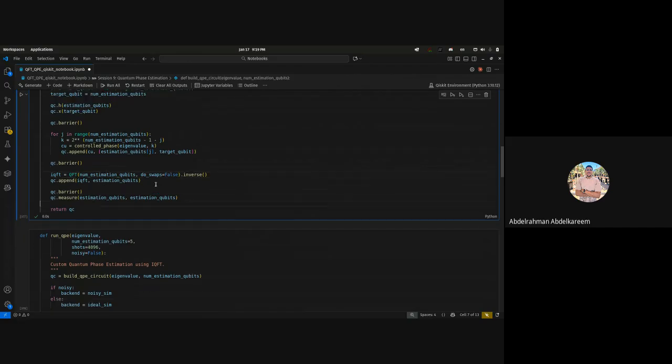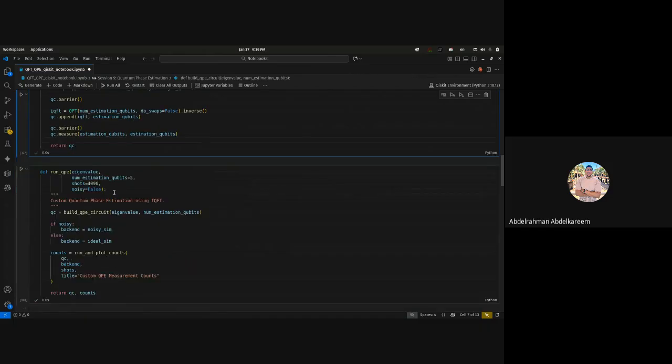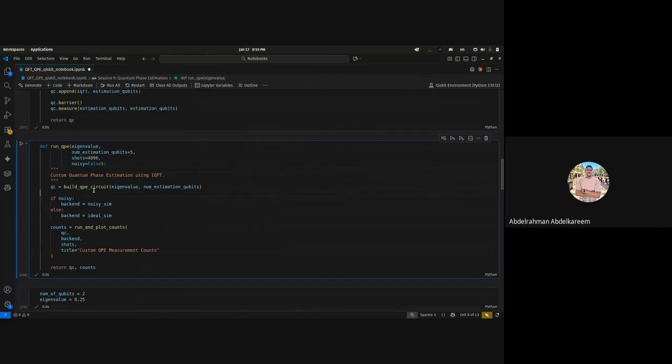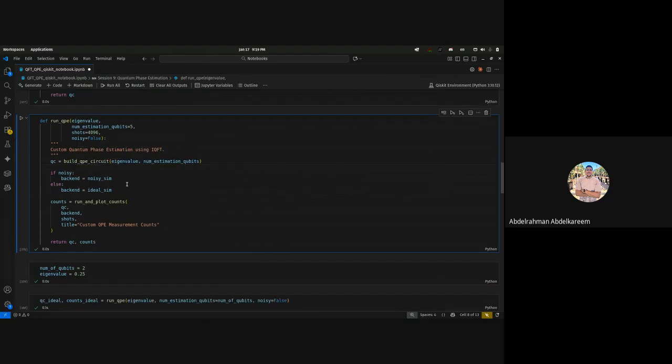Then we do the measurement. Okay. For the running itself, it takes the eigenvalue, the number of estimation qubits, the number of shots, and whether I want it noisy or not. It builds the circuit and initiates the backend. If it's noisy, then I call the function for running and plotting the counts.